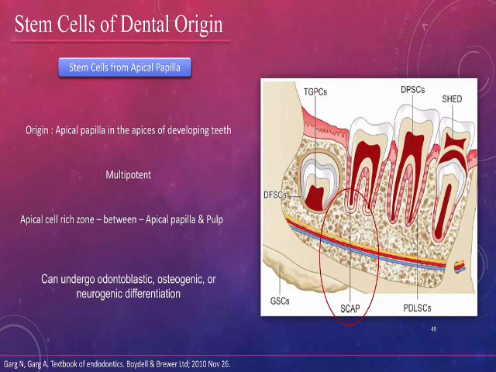Stem cells from the apical papilla originate in the apical papillary region. These are also multipotent in nature. This zone is rich with a lot of stem cells, and it has the stem cells from the apical papilla and the pulp. These can undergo odontoblastic, osteogenic, or neurogenic differentiation, so that they can form dentin, bone, and then nerve fibers.